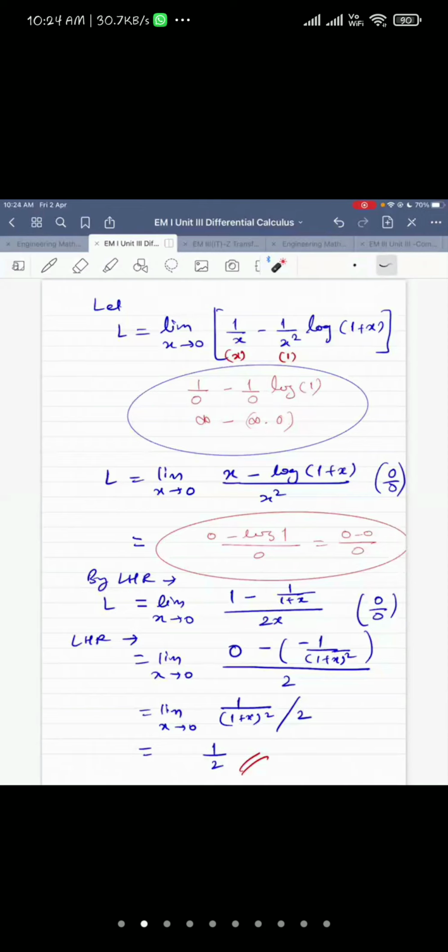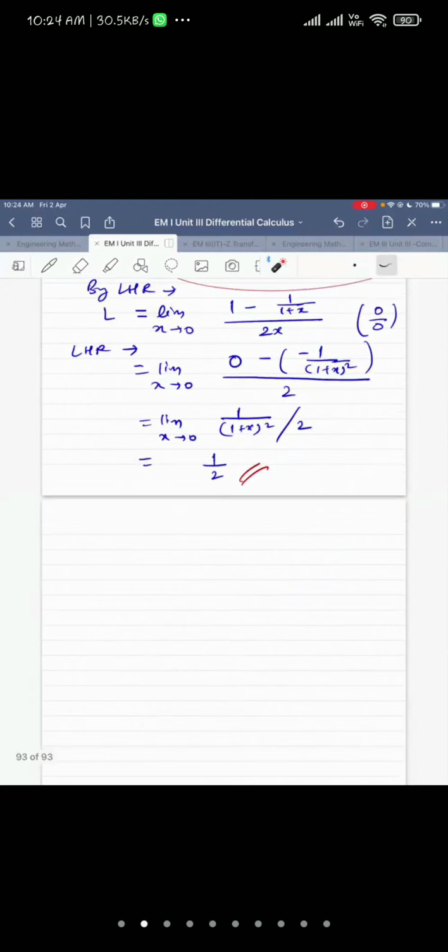Remember, once you get some constant in the denominator, you are through. You'll get the answer. Okay? Right. Now let us continue with the next question. Example number 6.